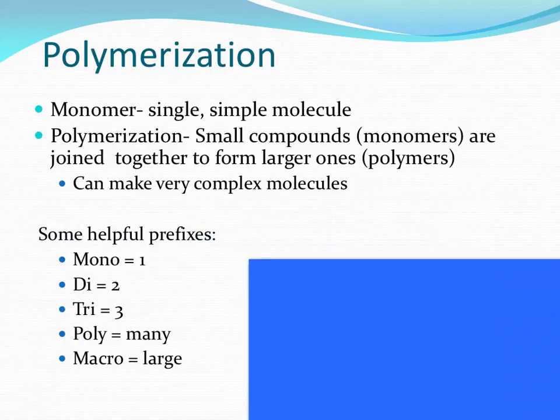Some things to keep in mind, some helpful prefixes for you. Mono equals 1, di equals 2, tri equals 3, poly equals many, macro equals large. So a monomer is a single unit, a dimer is 2, a trimer is 3, poly is many, and macro just means large, so a macromolecule would be a big molecule.